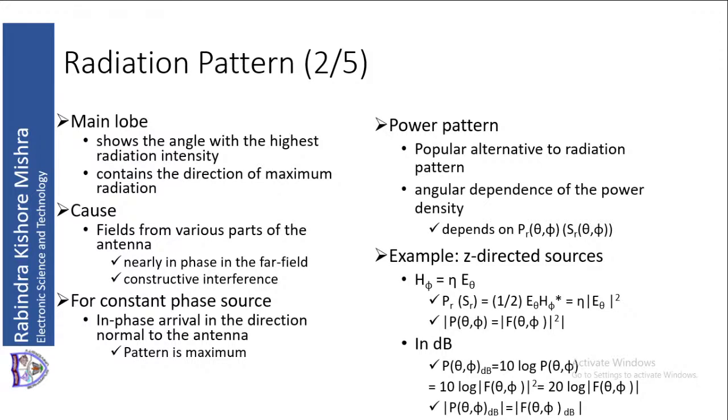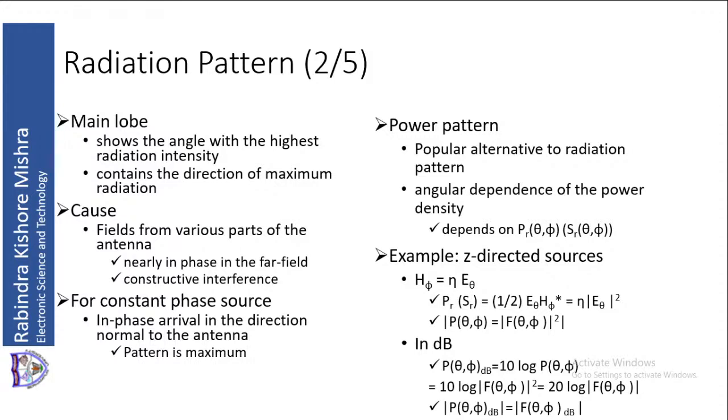Now when we use power, usually the unit that we use is the decibel. The decibel definition is this: 10 times log of P2 by P1. That is the definition of decibel. So P(theta, phi) in dB is equal to 10 times log P(theta, phi). For P(theta, phi), we can write F(theta, phi) squared. So 10 times log F(theta, phi) squared.